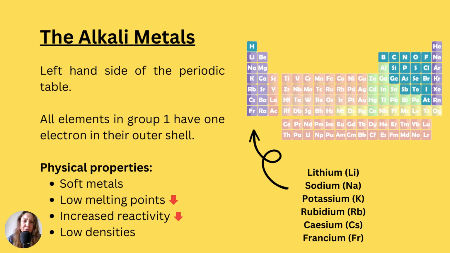So, the physical properties of these elements are that they're soft metals. We can easily cut them. They all have low melting points as we go down the group. And also, as we go down the group, they have increased reactivity, like I say.